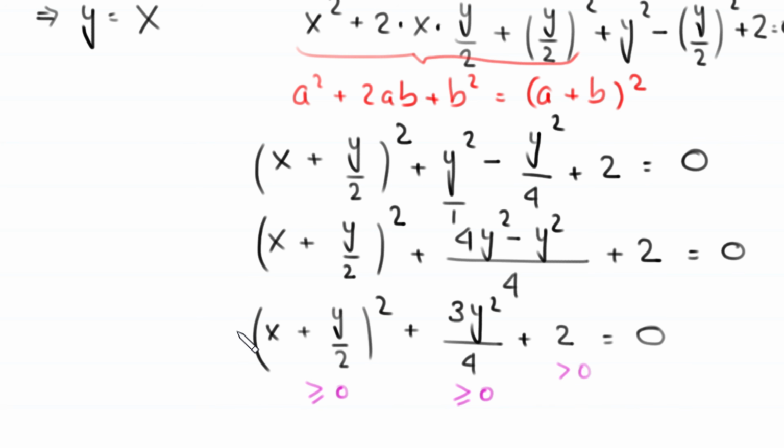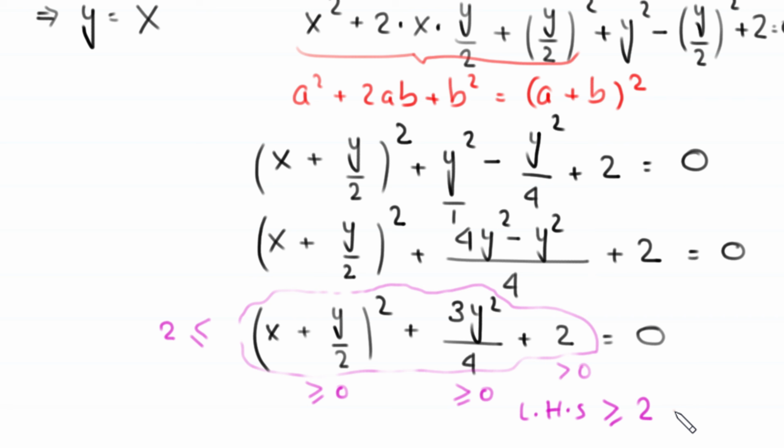It means that this whole left hand side is always greater than or equal to 2, and can never be equal to 0. It means that no real solution is possible from this case. So we accept only this value, y is equal to x.